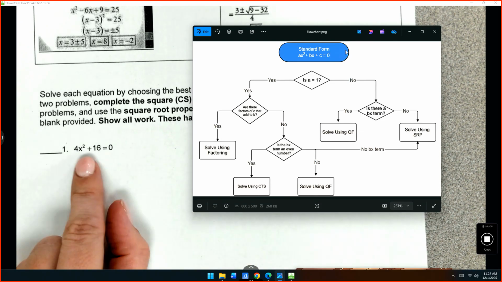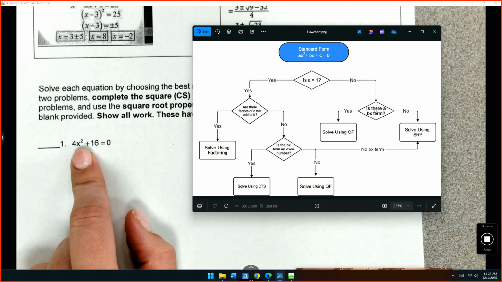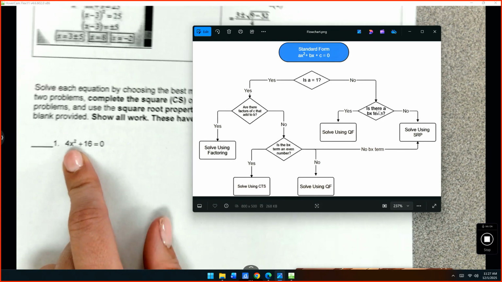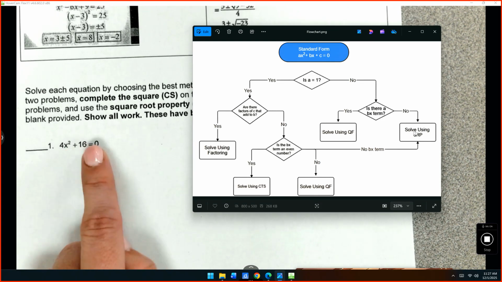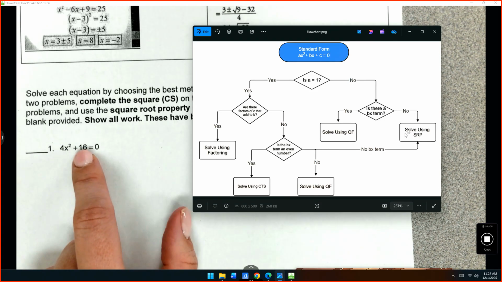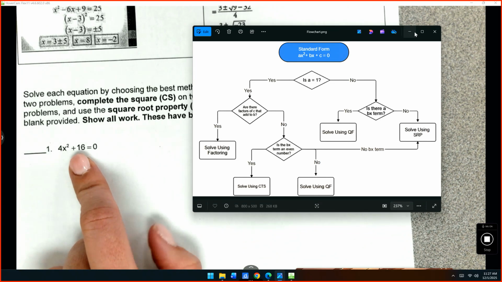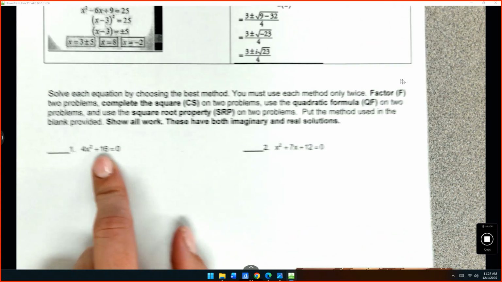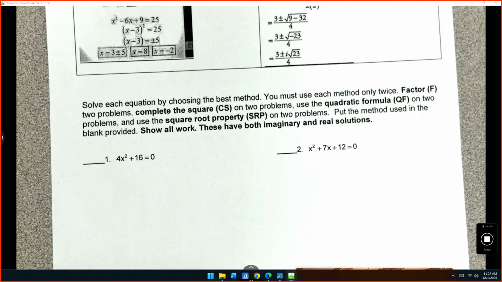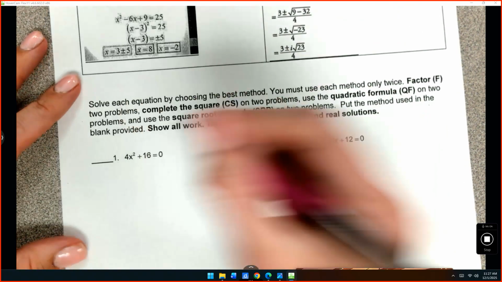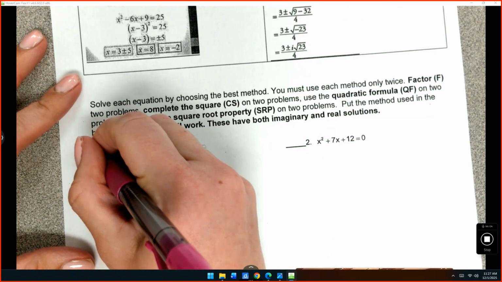So on this first one, notice there's only 2 terms. Is there a BX term? No. There's no BX term. So if there's no BX term, then we go right to here. We're going to solve using the square root property. So in this little blank right here, I'm going to write SRP.